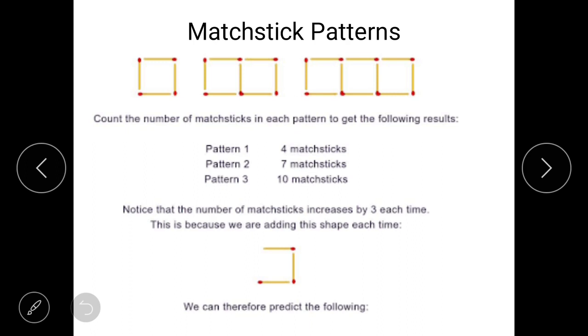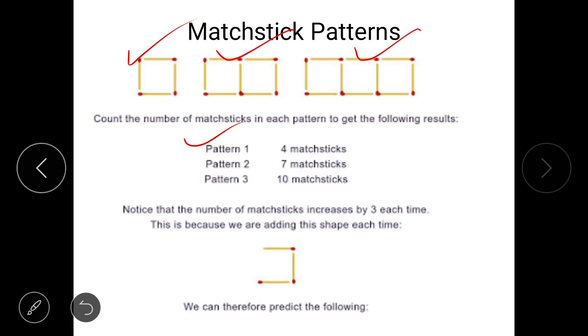That is, our rule should satisfy each and every natural number. First of all, count the number of matchsticks in each pattern. We have three different patterns here. We have to count the number of matchsticks. In the first pattern we have 4 matchsticks. In the second pattern we have 7. You can count. In the third we have 10 matchsticks.